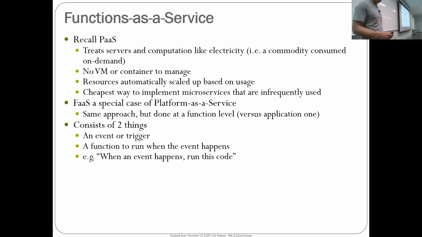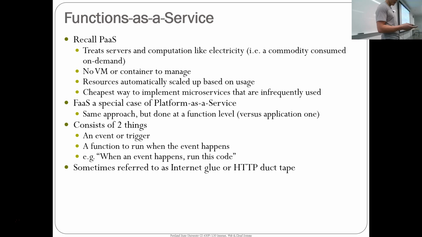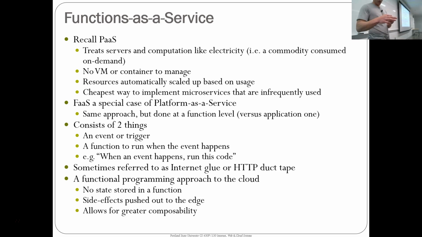Functions as a service typically consists of two things: a trigger, some kind of event that spawns off the function, and then some code, a single function to run whenever that event happens. So the abstraction is that whenever an event happens, just run this particular piece of code. This is sometimes referred to as internet glue or HTTP duct tape, because you're using these functions to tie one part of your application to another. At the very end, we'll show you some deployments where you can see the duct tapeness of a function being used.